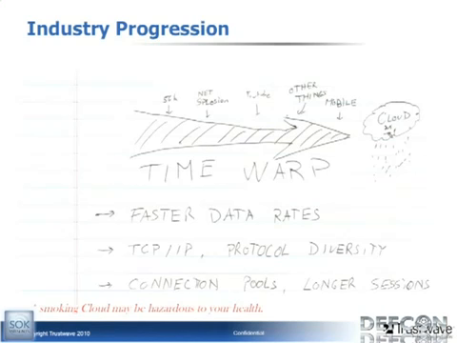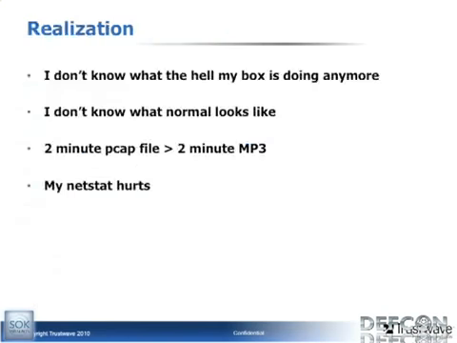Somewhere along the line, we sort of lost track of what our machines are doing. We've got this idea of a link light. We also have connection pools and longer sessions and stuff like that. I don't know what the hell my machine's doing anymore, right? And yeah, my netstat hurts. I'm actually thinking about getting a bumper sticker that says that. But I guess the bad sign is when a 2-minute PCAP file is larger than a 2-minute MP3. I think we have some serious stuff going on in the wire.